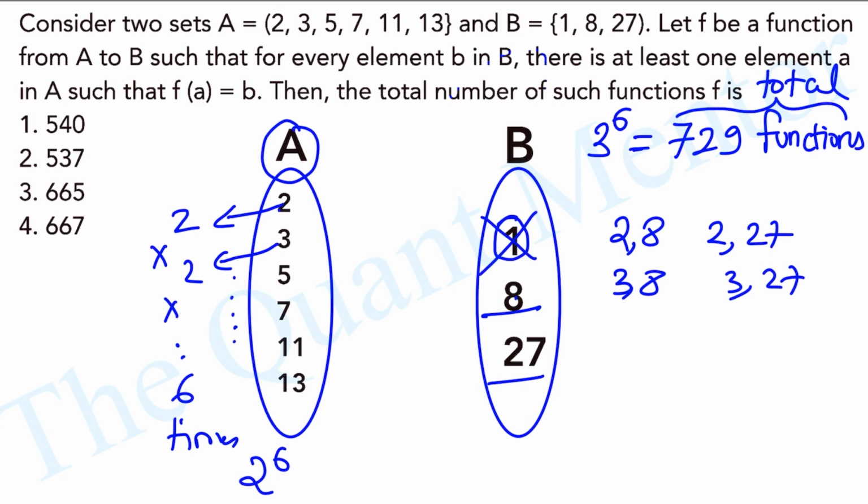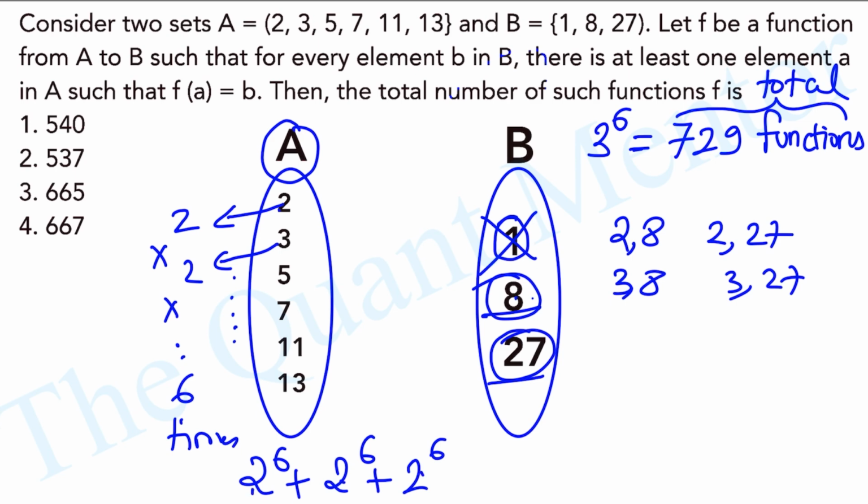Now guys, we can apply the exact same logic and create functions excluding the number 8. So there will also be 2 raised to 6 in number. And similarly, we can create functions excluding the number 27. In that case, we will have 2 raised to 6 functions again. So you can either skip 1 or skip 8 or skip 27. The total number of functions that we have to exclude will be 2 raised to 6 plus 2 raised to 6 plus 2 raised to 6. That is 64 plus 64 plus 64, 192.